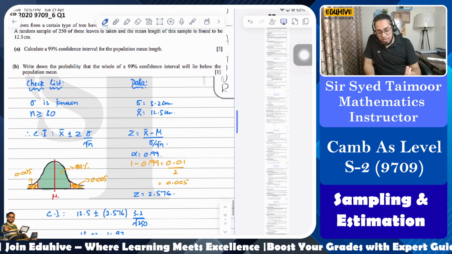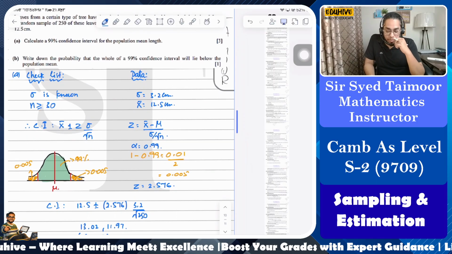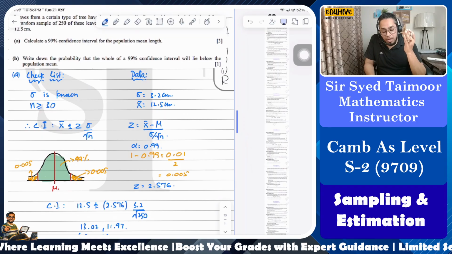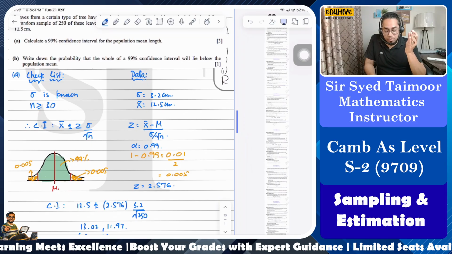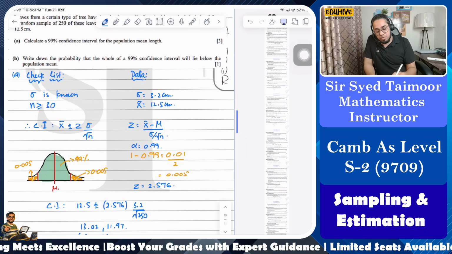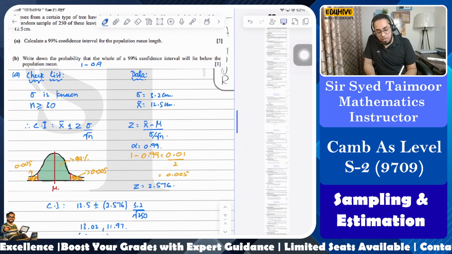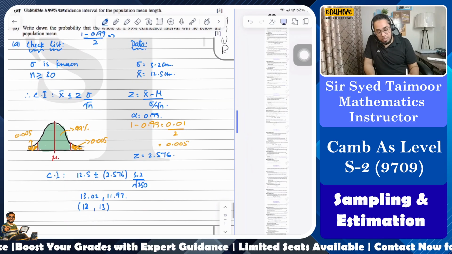What they are asking in part B, that was part A, and in part B they are telling me to write down the probability that the value of the 99% confidence interval will lie below the population mean. That will be 1 minus alpha, and 1 minus alpha is 0.99 divided by 2, that's it. This is the portion they are asking about.